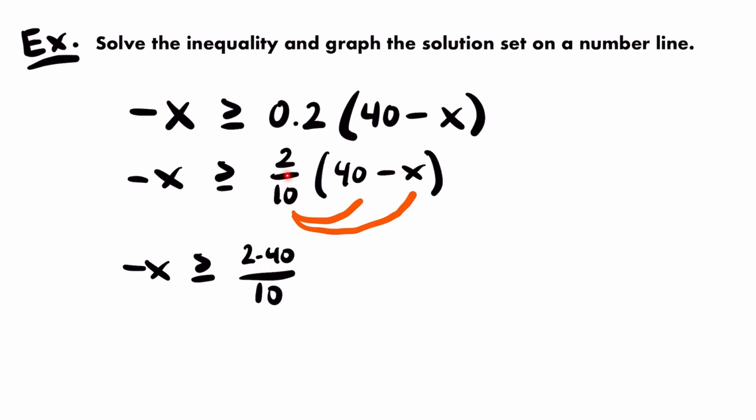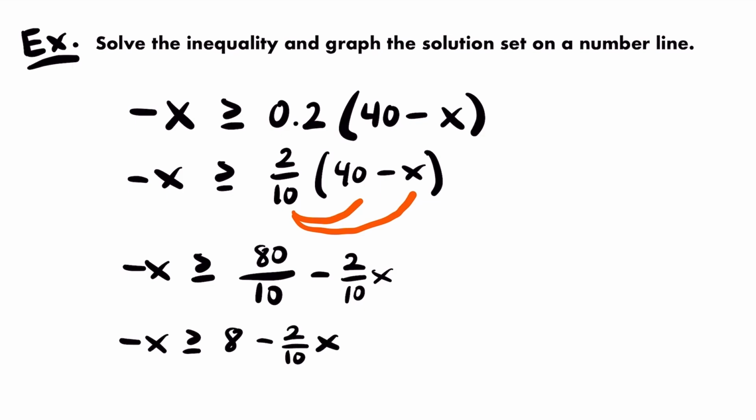But let's multiply 2/10 by negative x, and that will give you negative 2/10 x. All right, you just multiply 2/10 by that coefficient of negative 1, which will give you negative 2/10, and then of course you keep the x. Now, let's simplify this fraction. 2 times 40 is 80, so I'm going to erase that here, and we have 80 divided by 10, which is 8. So we have negative x greater than or equal to 8 minus 2/10 times x.